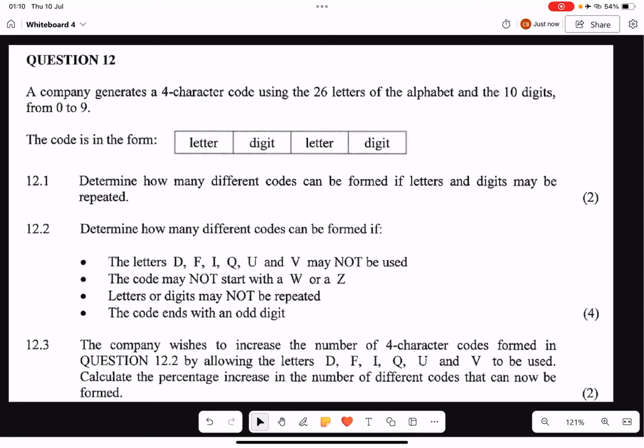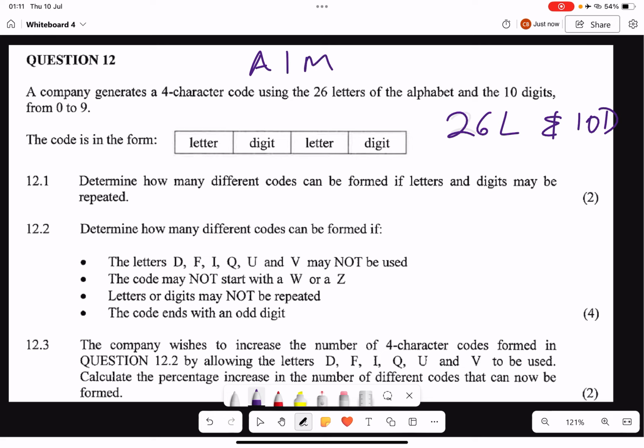A company generates a 4-character code using the 26 letters of the alphabet and 10 digits from 0 to 9. So we have 26 letters and 10 digits, right? The code is in the form letter, digit, letter, digit. So we can see that we are alternating. For example, we can have a code like A1M9. Do you get it? There's a lot of them that we can make, right?